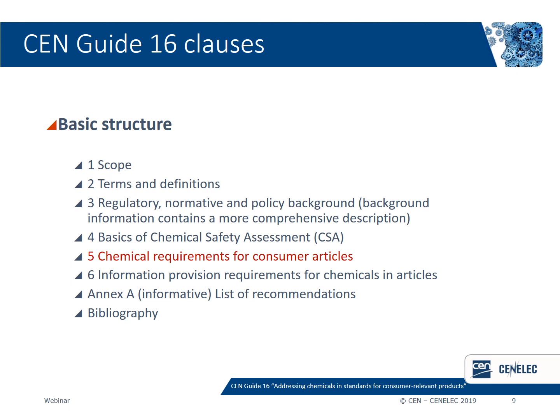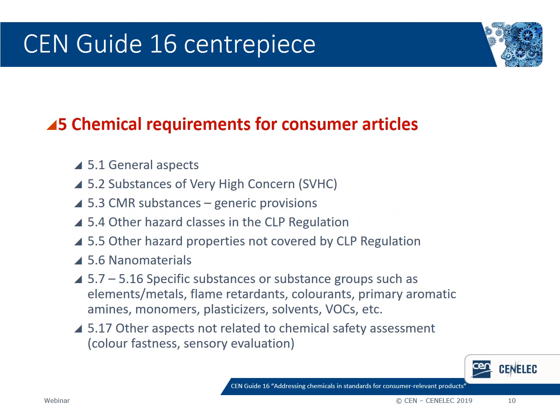Clause 5 is the centerpiece of the guide, and we'll come back to that in a few seconds. There is another clause on information provision concerning chemicals in articles. Annex A contains a list of all the recommendations that you can find throughout the document in gray boxes. And lastly, there is a bibliography. Now let's have a closer look at Clause 5, which I said is at the heart of the guide.